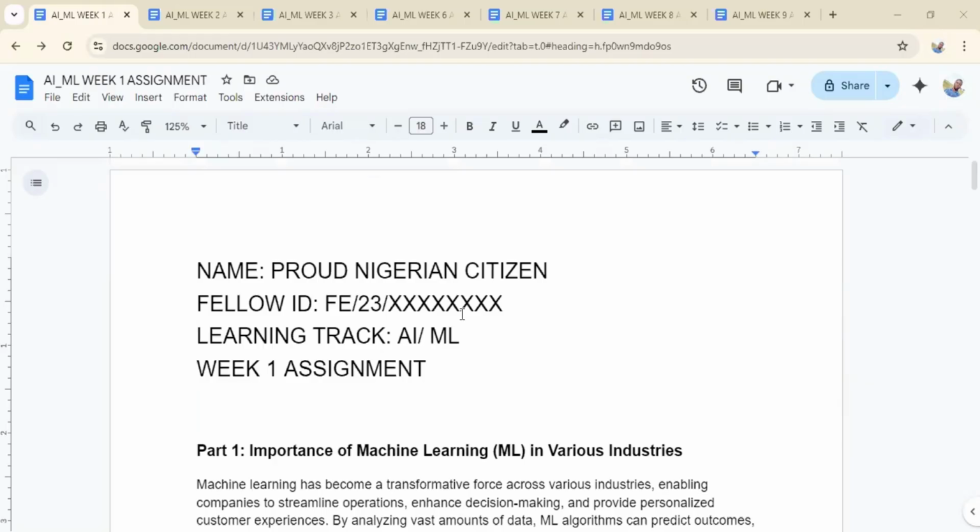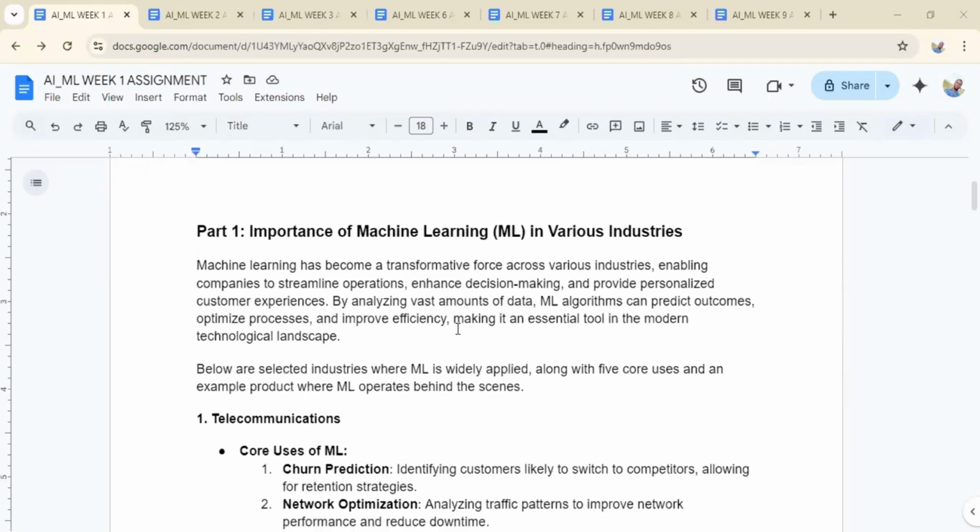So here's a Google document for the week 1 assignment. For the first assignment, we are asked to look at the importance of machine learning in various industries. Machine learning has become a transformative force across various industries, enabling companies to streamline operations and enhance decision making, and also to provide specialized customer experiences. By analyzing vast amounts of data, machine learning algorithms can predict outcomes, optimize processes, and improve efficiency, making it an essential tool in the modern technological landscape.